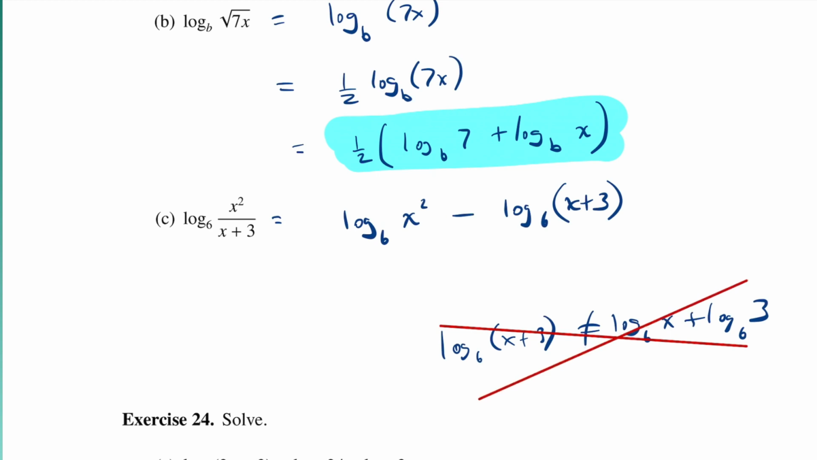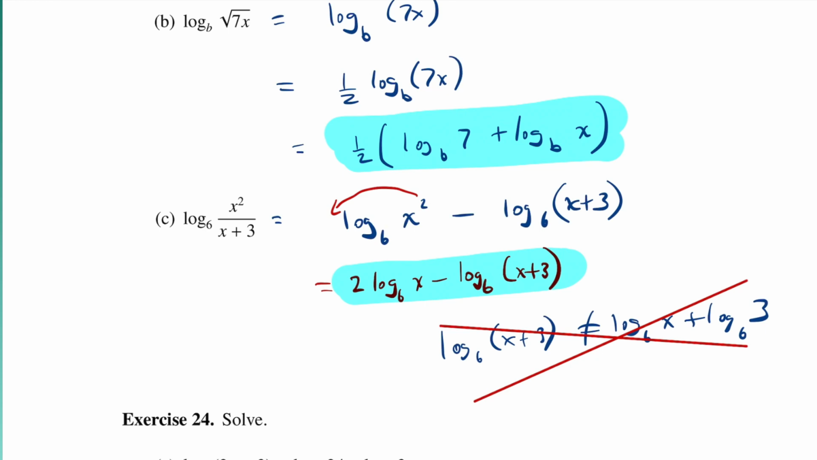So we are done here. That's as far as we can go. Well, actually, there is one more thing we can do. I just noticed the exponent, you can write that in the front. So when you're expanding, you want to move the exponents to the front. So it's 2 log base 6 of x minus log base 6 of x plus 3 is our final answer.